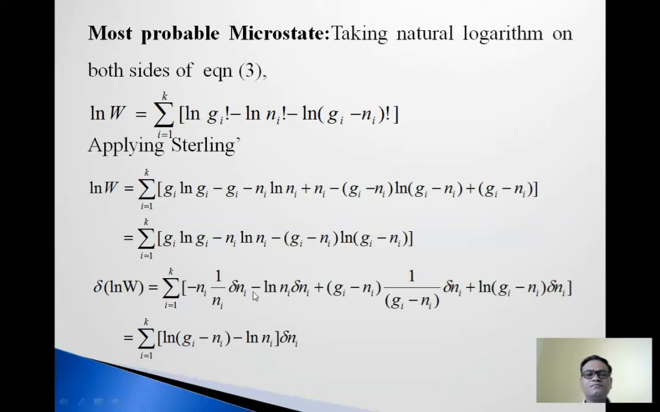Minus this log ni is k constant, differential of this is delta ni. Plus here gi minus ni is k constant, differential of this is 1 upon gi minus ni delta ni. Plus log of this gi minus ni is k constant, differential of this is delta ni. So finally, after simplifying this, we can write summation i is equal to k log of gi minus ni minus log of ni delta ni.